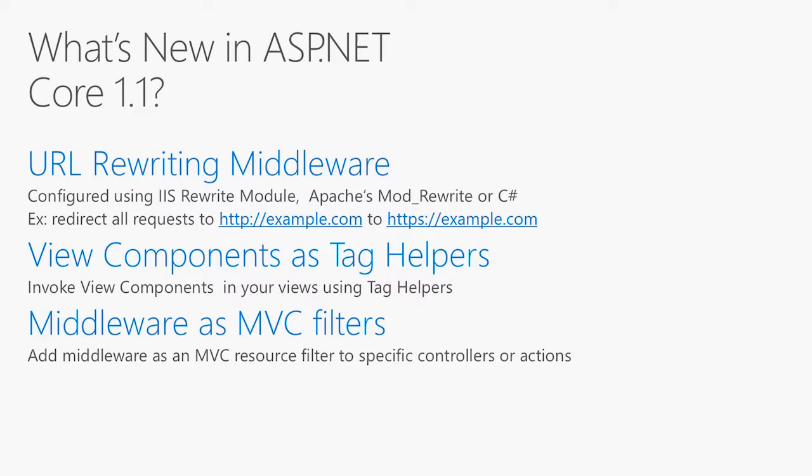Middleware as MVC filters was another feature we introduced in 1.1. Typically, middleware lives inside a global request handling pipeline. With middleware as MVC filters, you can now apply your middleware resources to a specific controller or action. For example, you can add caching middleware to a specific action.